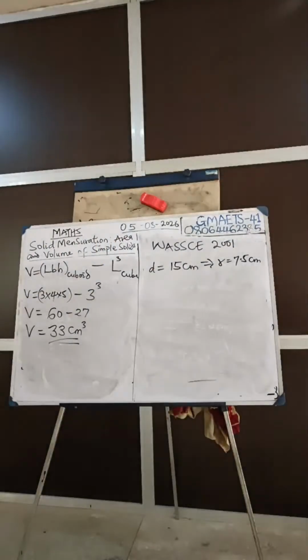Chidima, do you know how we got the 7.5? To change the diameter to radius, radius is diameter divided by 2. The diameter is 15, so you divide the 15 by 2, you get 7.5.